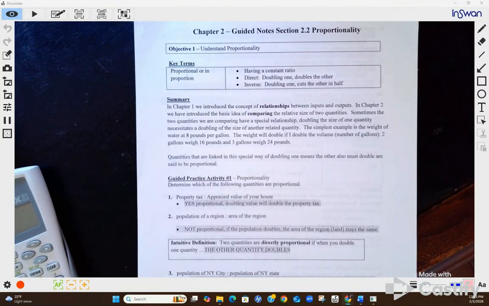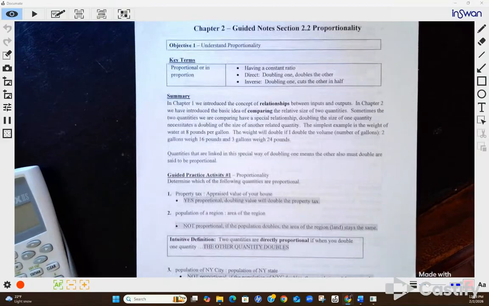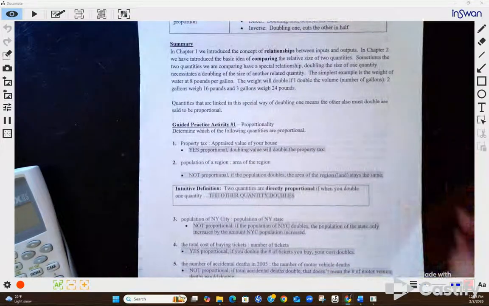Sometimes the two quantities we're comparing have a special relationship. Like I said, doubling the size of one doubles the size of another. So like the simplest example, the weight of water at 8 pounds per gallon. The weight will double if I double the volume. So if I double the number of gallons, I'm going to double the weight. If I triple the number of gallons, I'm going to triple the weight. Quantities that are linked in this special way of doubling one means the other must also double are said to be proportional. So let's just kind of look at some examples.